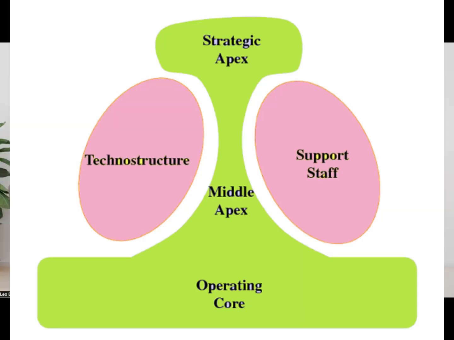The next one is the support staff. Support staff provides services that are indirectly related to the organization's mission. For example, in a hospital, the support staff refers to the janitors, the security guards, the people who work in the cafeteria, and in some hospitals, those who work in the chapel. They do not directly work in the production part, but they provide additional support to the organization.